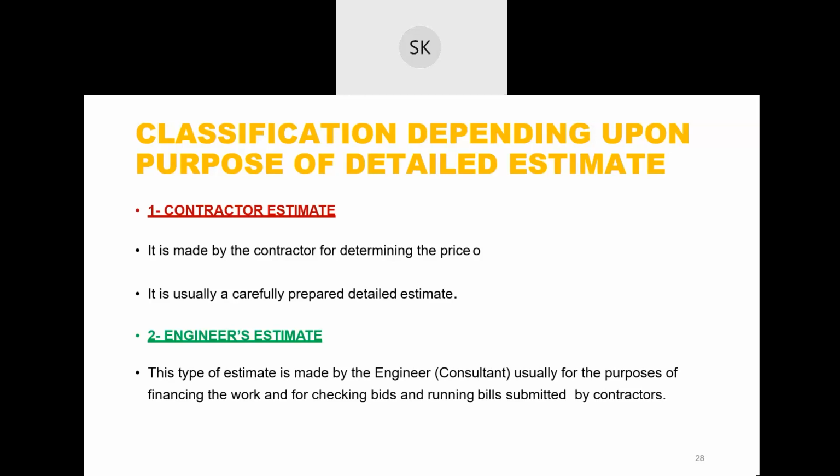Because the contractor may increase the quantity, right? Suppose the whole work was for 2 crore rupees, he may add some extra quantities saying this much is required, so he can make it 3 crore. So if the engineer makes an estimate on his own, then he can check the contractor's estimate.